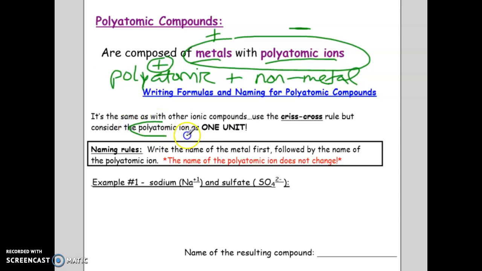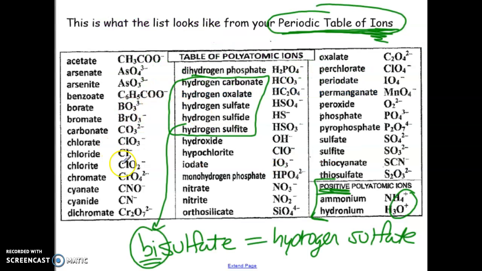But the main thing to remember is the polyatomic ion is considered to be one unit. When you're giving the names for polyatomic ion compounds, the name of the metal is always first, or think of it, the name of the positive ion is always written first, and then the name of the negative ion, which usually is the polyatomic. And the nice thing is, you don't have to change the name. The name of the polyatomic ion is literally whatever it is on this chart.